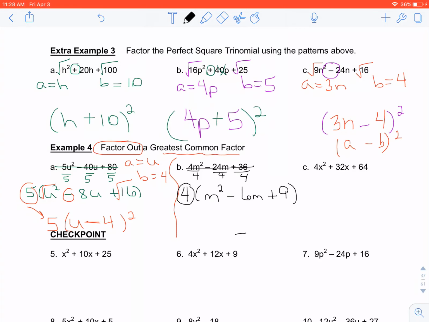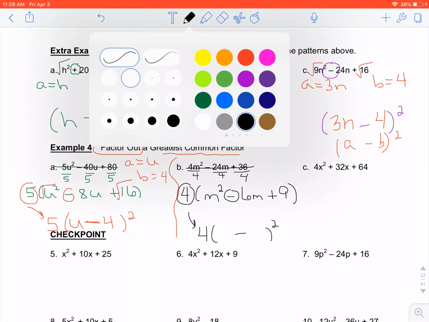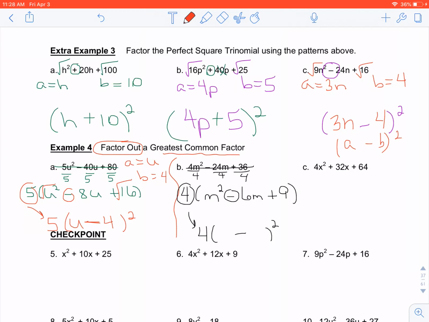I'm going to just set up my little setup step here. It's a minus because here's a minus, and I'm bringing down the 4. So that's just like my setup. And then I'm taking the square root of just the first and the last. So the square root of m squared is just m. The square root of 9 is 3. So m minus 3.